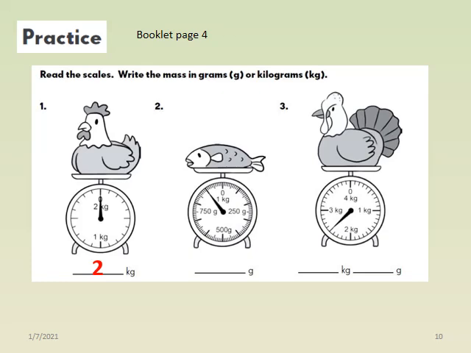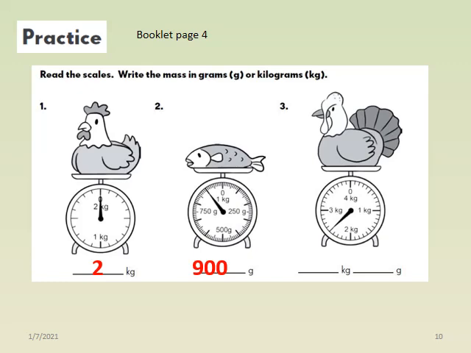So each small arm indicates 100 grams. So you will start from the 0, moving to the right side and counting 1, 2, 3, 4. Each one is indicating 100. So I will reach the 500, 600 till we reach the arm that indicates the weight of the fish. We will find it 900 grams.